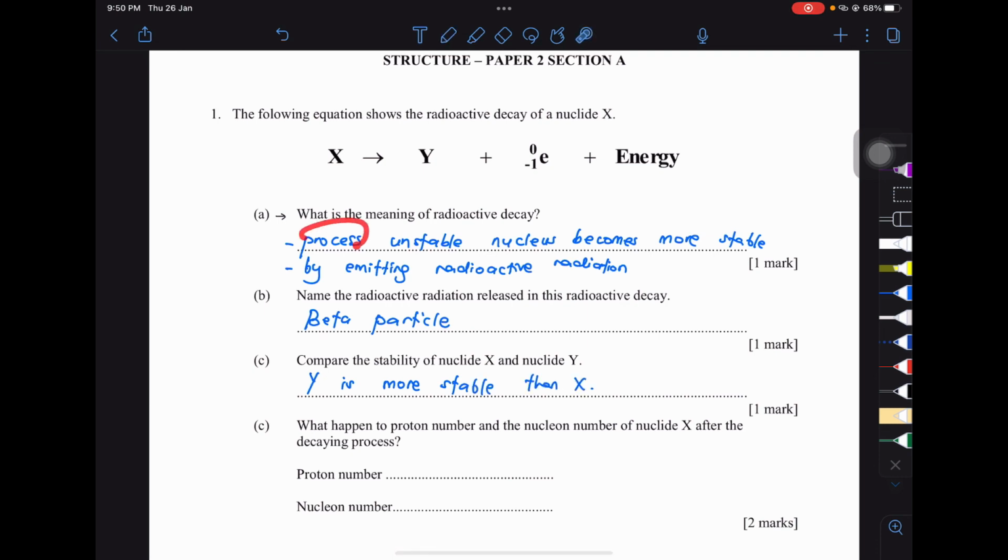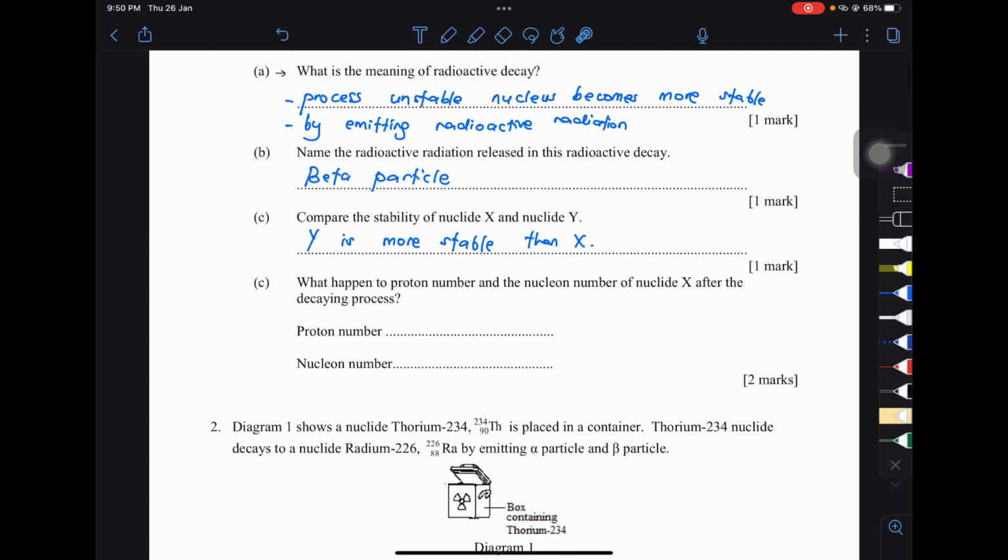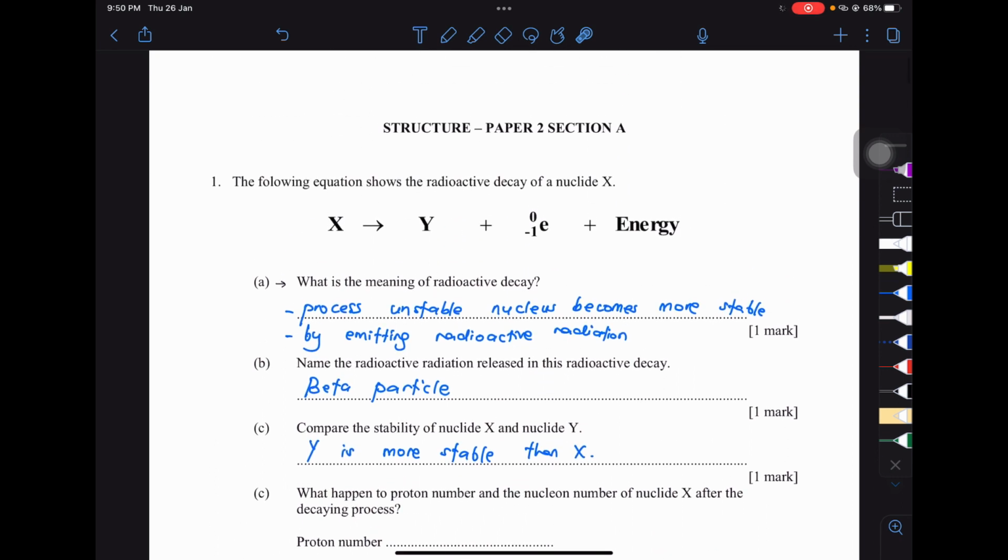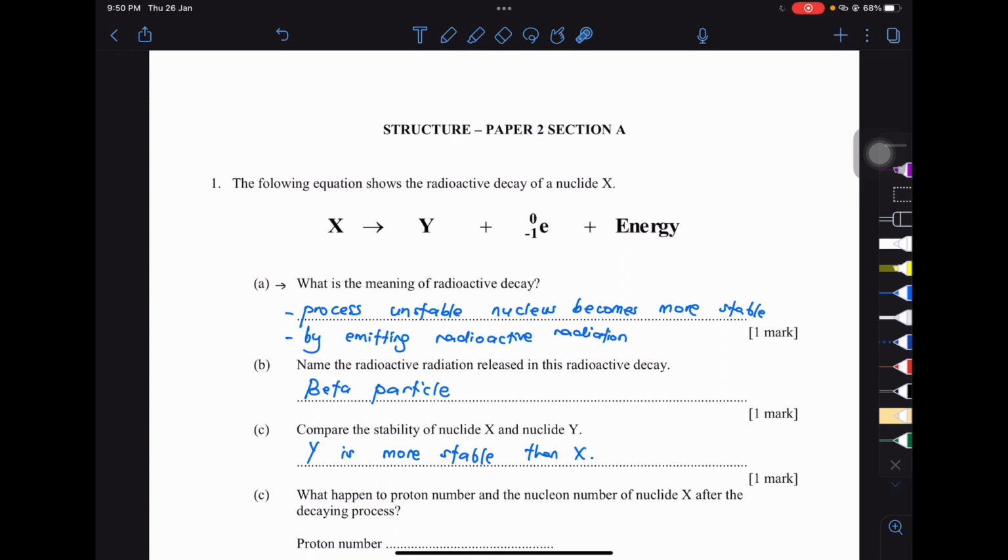Because the process is unstable becoming more stable. So this one is stable, this one is less stable. What happened to the proton number and the nucleon number of nuclide X after the decaying process? So look at the proton number.